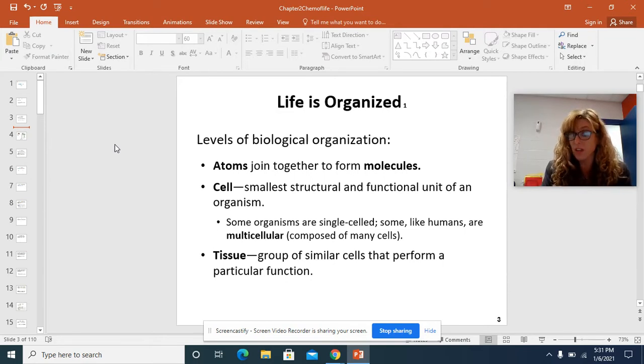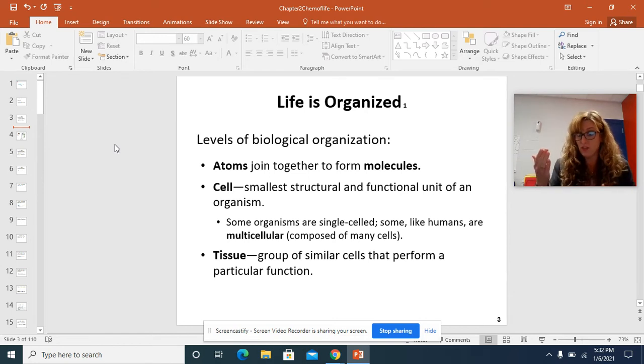The first characteristic of life is that life is organized, and we're organized from big to small. It's kind of how we see things. Everything, living or non-living, is made of atoms, because everything is made of matter. Atoms join together to form molecules, and those molecules build into bigger things. The next level is the cell. Cells are your basic unit of life, the smallest structural and functional unit of life, and we'll delve into the cell in Chapter 3.